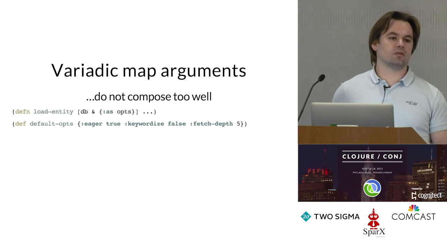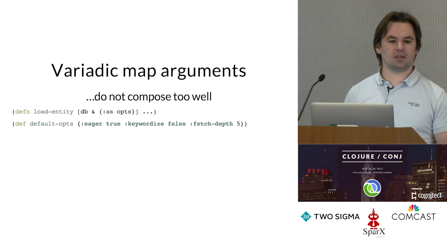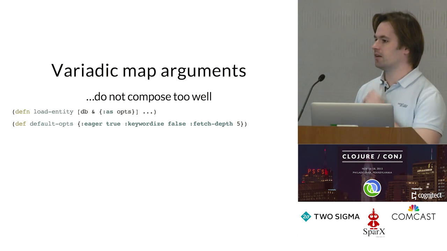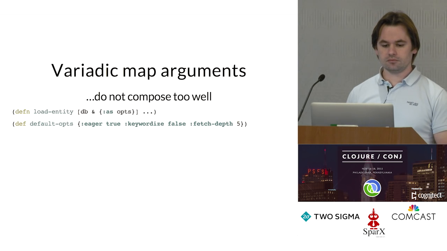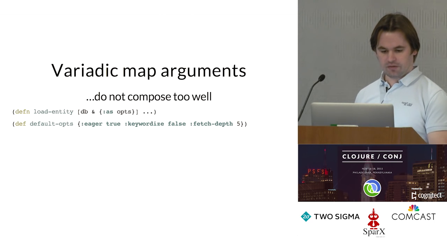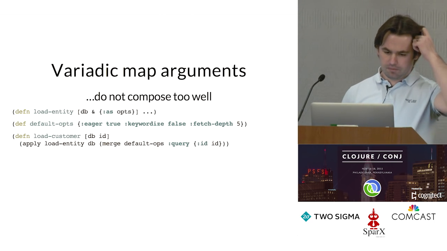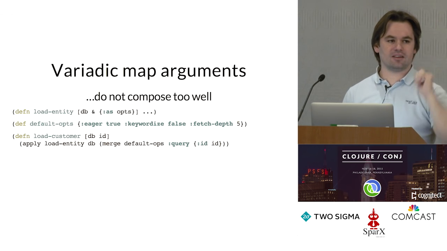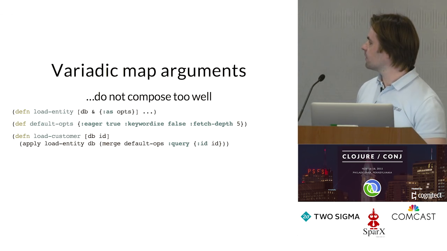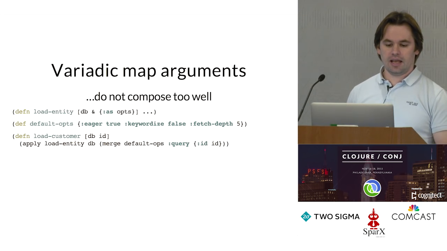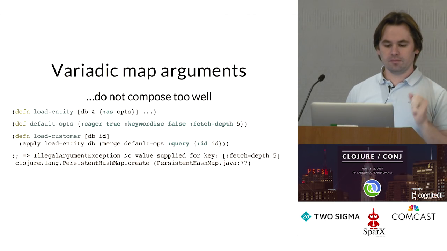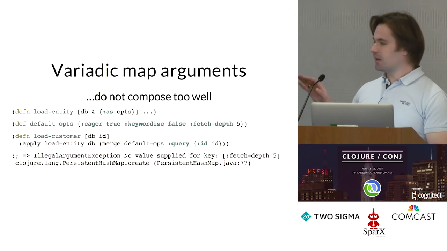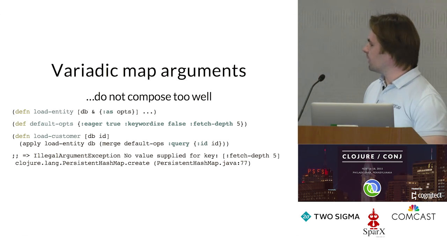And of course, we want to avoid unnecessary duplication of code, and we define some default options. Looks fine so far. And now we try to apply that to the load-entity function, and we find ourselves trying to apply the values. We have those default options, and we extend them, for example, with a query definition, and then we apply that to load-entity, and whoa, it doesn't work. Because the last argument in the apply function call is a map.